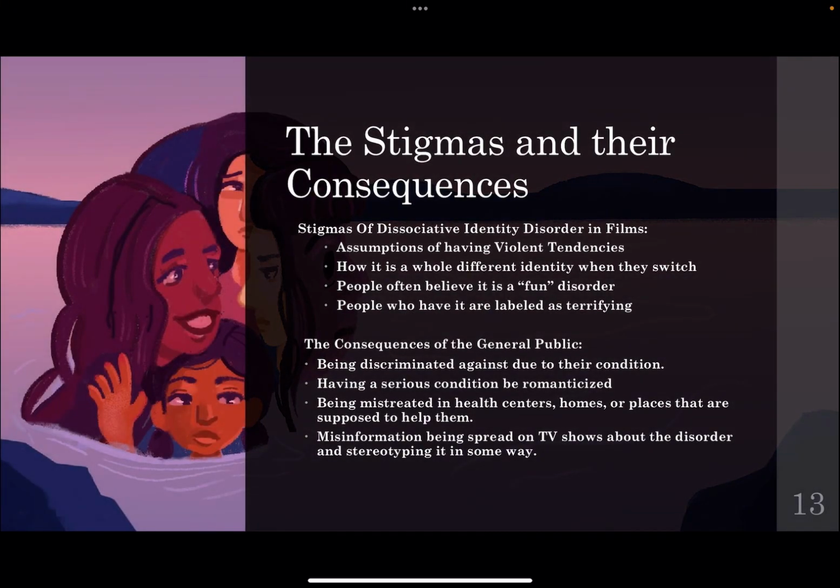The stigmas and the consequences. When it comes to dissociative disorder, a lot of people are seen as violent and often tend to be seen as unpredictable, when in reality, it is more complex than that and can lead to these individuals being discriminated against and mistreated because they are seen as violent. They need to be kept down and calmed down. But based on this misinformation, it has been easier to discriminate against those who have DID.